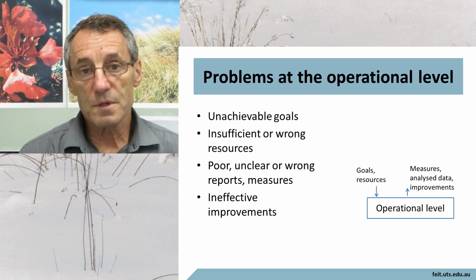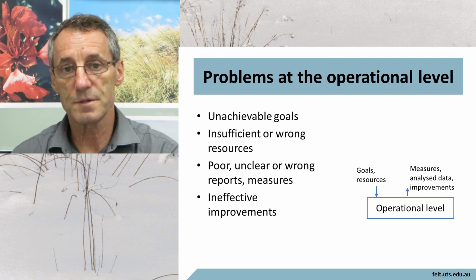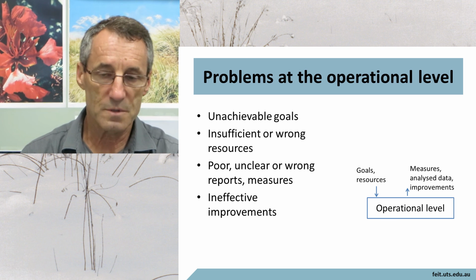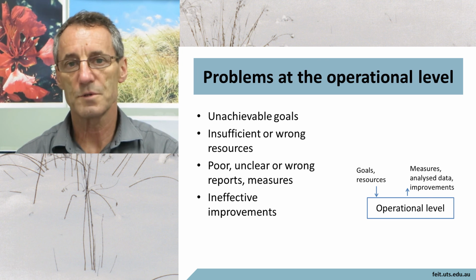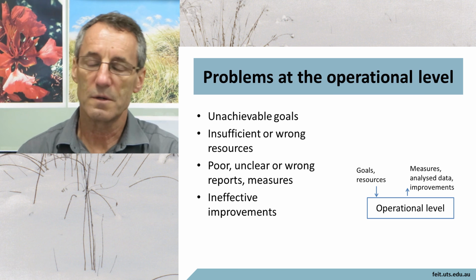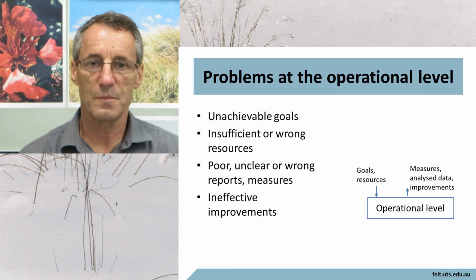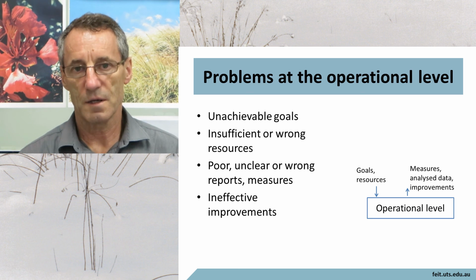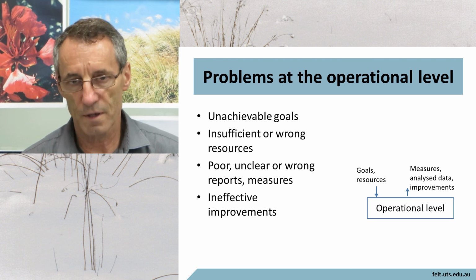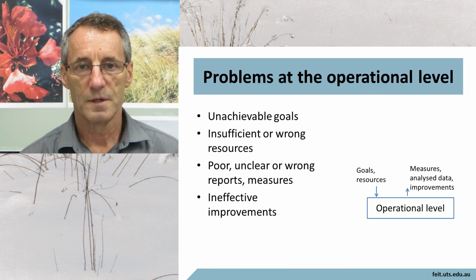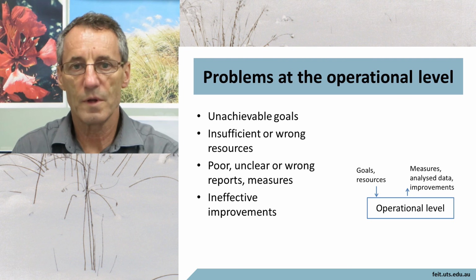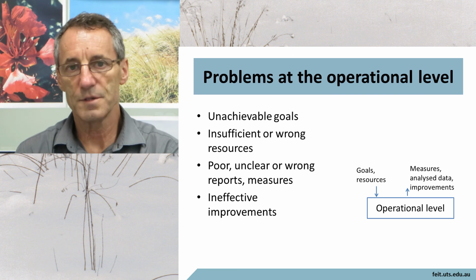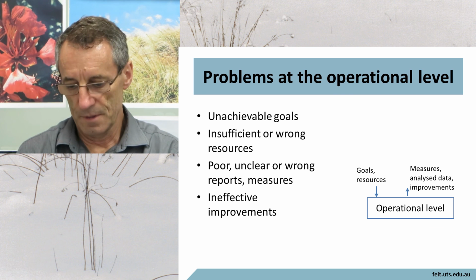Insufficient or wrong resources. These will compromise the quality management system. So we're talking about insufficient or wrong resources for the quality management system, not for the software development system. If there are not enough resources to take the data, record the data, analyze the data, and report on the data, then the quality management system won't work that well. And invariably, that leads to poor product.